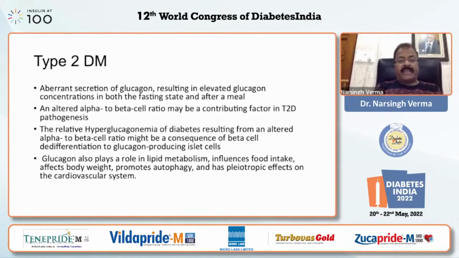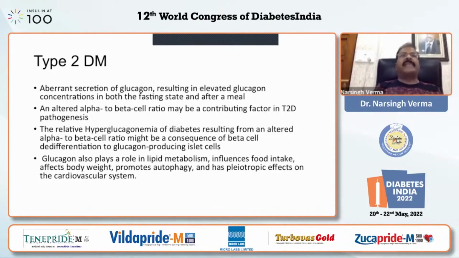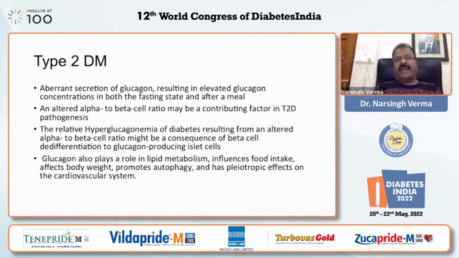An altered alpha to beta cell ratio may be a contributing factor in type 2 diabetes pathogenesis. The relative hyperglucagonemia of diabetes resulting from an altered alpha to beta cell ratio might be a consequence of beta cell transdifferentiation to glucagon-producing islet cells, which I talked about earlier, that both cells are from the same progenitor cell. Due to that, more alpha cells are being formed, and it is evident that after 10 years of type 2 diabetes, the alpha cells increase in number and the beta cells go down, and the condition reverses. Now 60% of the islet of Langerhans are alpha cells and only 40% beta cells.